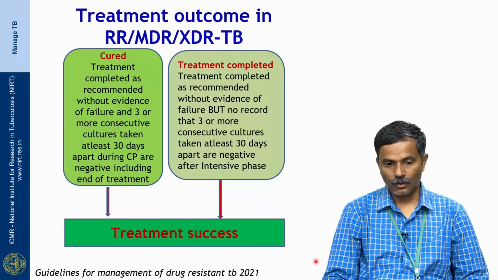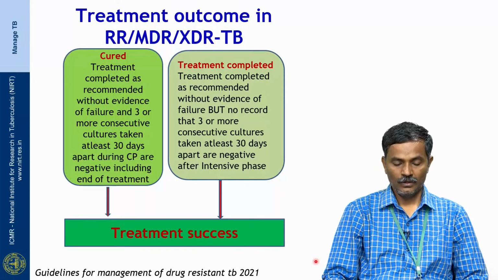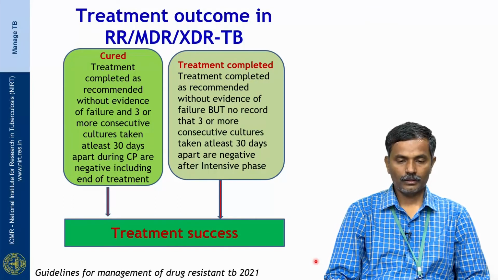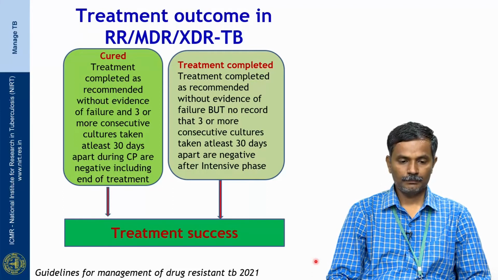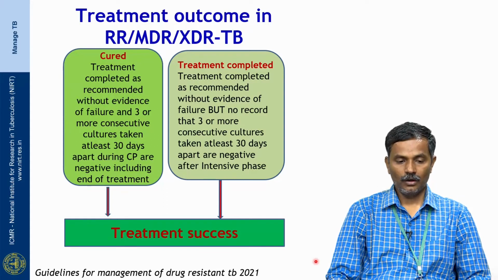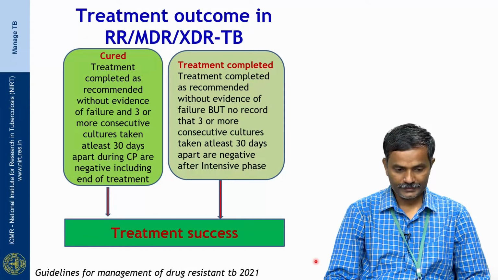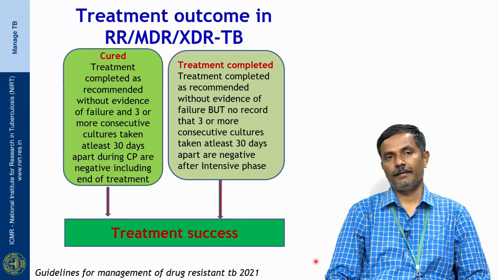What are the various outcomes in RR, MDR and XDR TB treatment? For treatment success, we have two outcomes, either cured or completed. Cured is defined as treatment completed as recommended without evidence of failure, and 3 or more consecutive cultures taken at least 30 days apart during the CP being negative, including one at the end of treatment.